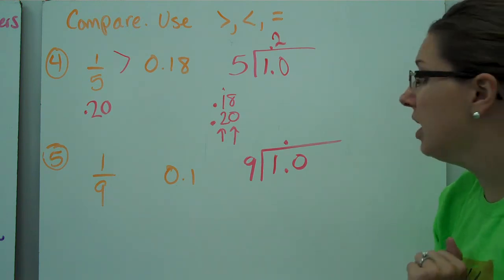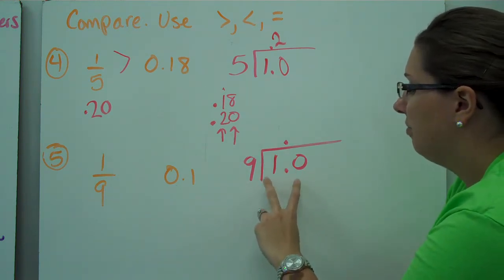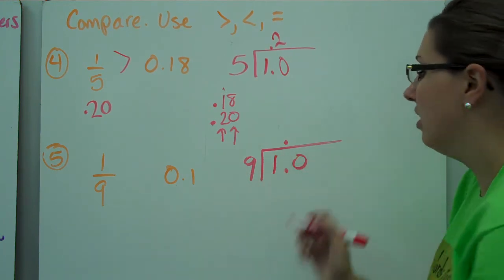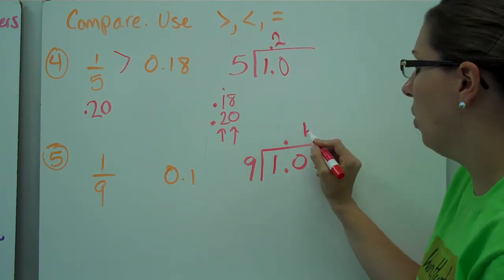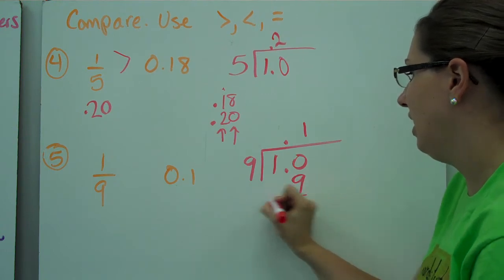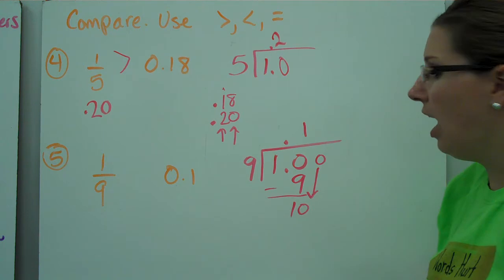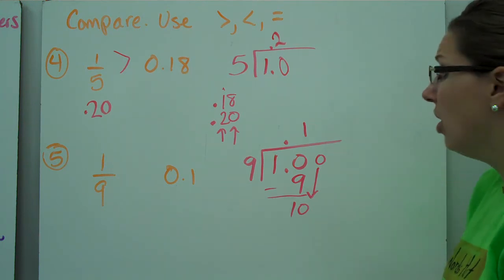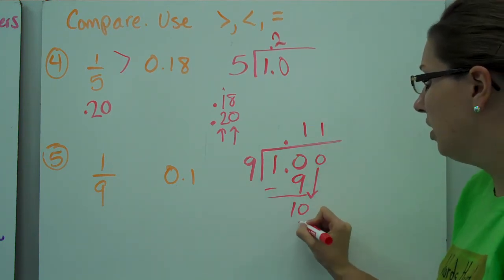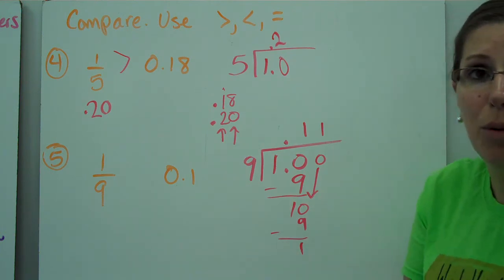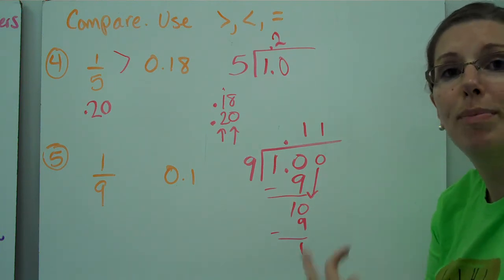Set up my long division here, and I've got to see how many times 9 will go into 10. 9 will go into 10 one time. 1 times 9 is 9. Take away, I'm left with 1. Add a 0, bring it down. I've got 10 again. So I would continue to put a 1 up and subtract 9 every time, leaving me with the same remainder. This is known as a repeating decimal.